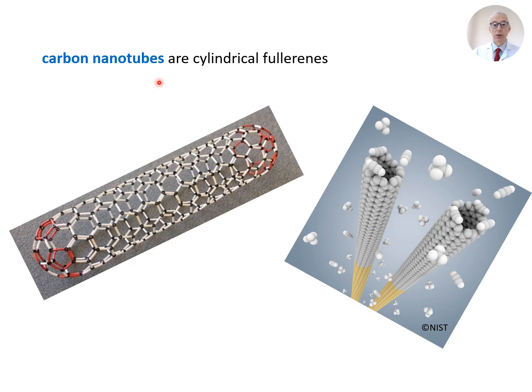Another relatively new material are carbon nanotubes, which are simply cylindrical fullerenes. So here is a model that you may have seen in your school classroom. Here's an image, an artist impression. So this is a closed fullerene. This is an open cylindrical fullerene. So this is a nanotube. This is perhaps a fullerene, but it's tubular.